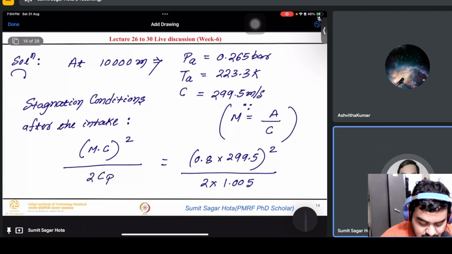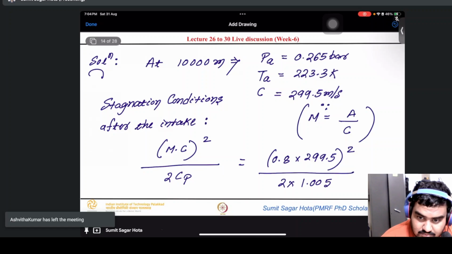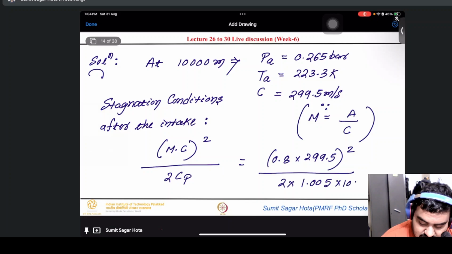1.005, the unit will be kilojoule per kg Kelvin, but here the numerator is in SI unit, so we need to multiply it by 1000, and the answer will be 28.6 Kelvin.